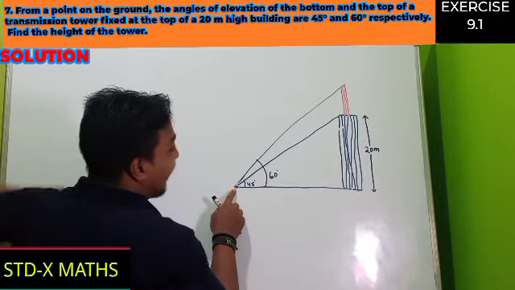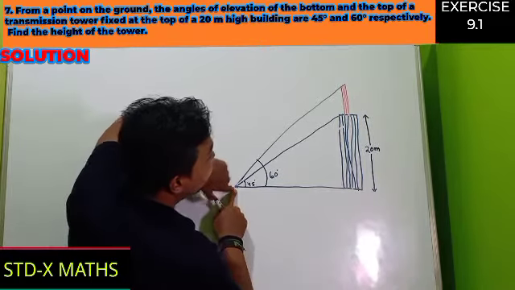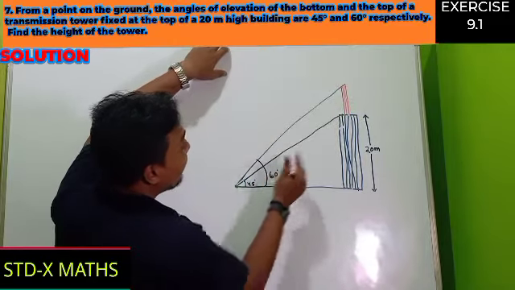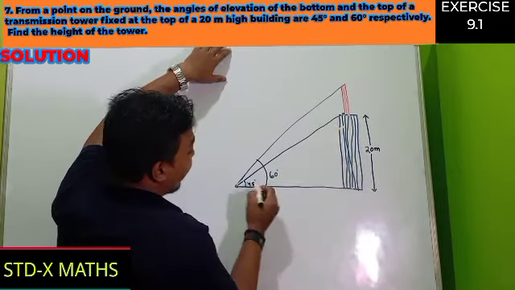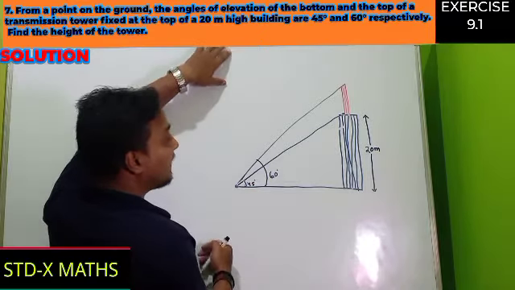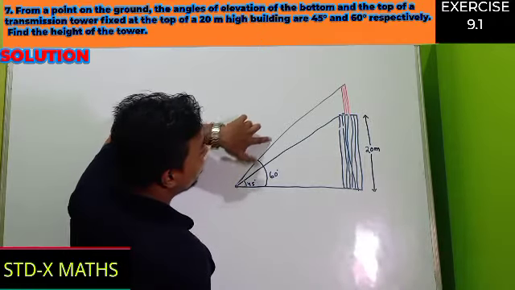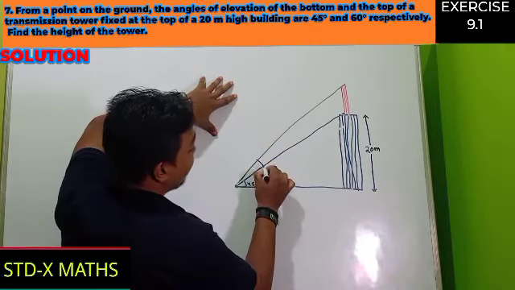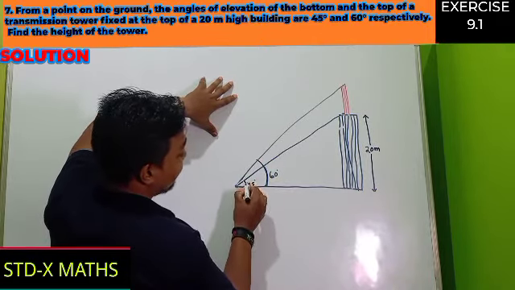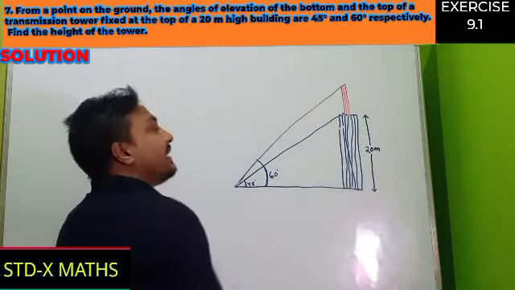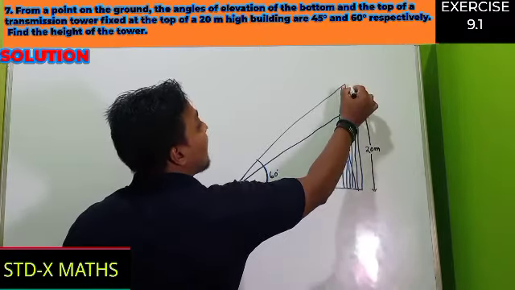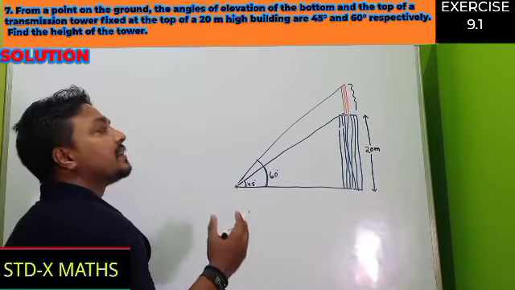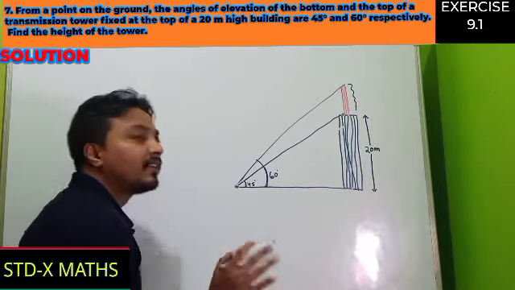From the point on the ground, the angle of elevation of the bottom of the tower is 45 degrees, and the angle of elevation of the top of the tower is 60 degrees. It means this one is 60 degrees and this one is 45 degrees. You have to find out the height of the tower. How much will it be?